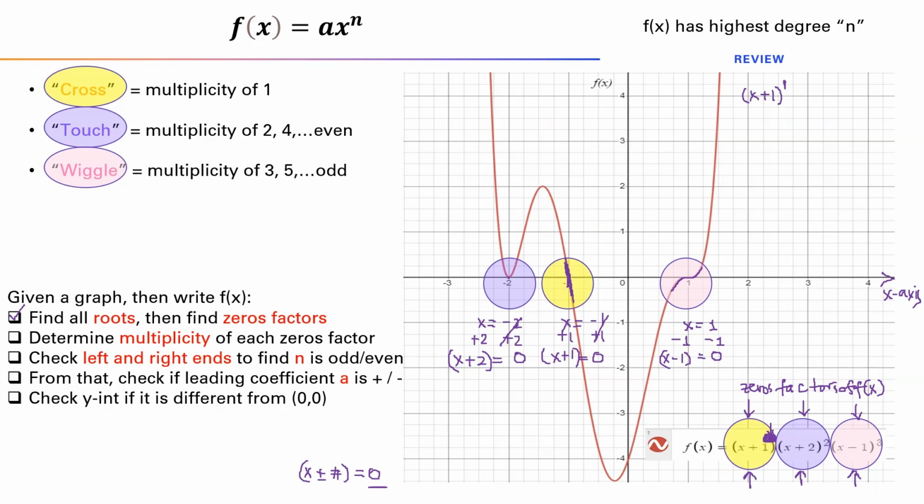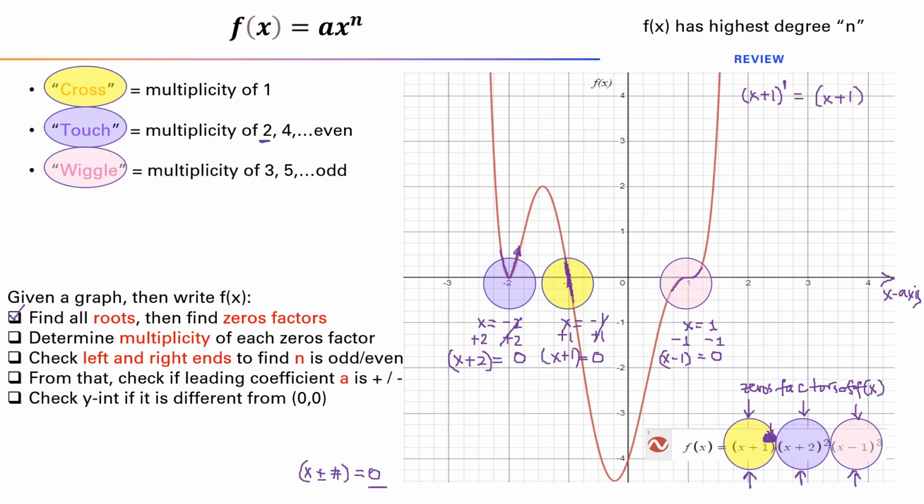And if we have something to the power of 1, we'd rather not write that, right? So it's just x plus 1. Then we look at the purple area. It touches, right? The graph touches -2 and then bounces back. So what does that mean? It's a multiplicity of an even number, and usually it will be 2.